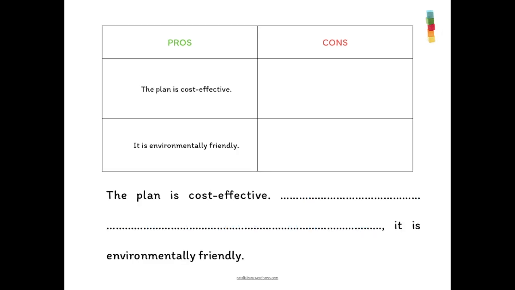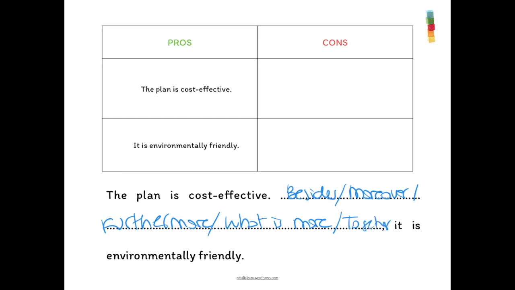And something similar happens here. You have this positive argument and you have another positive argument. So the plan is cost effective, besides, moreover, furthermore, what's more. Together with that, any of those can be used here. But you can't use "on the other hand" if you are adding information, not establishing a contrast.